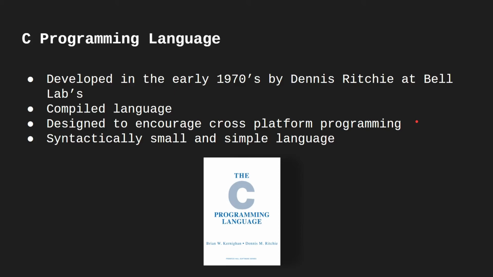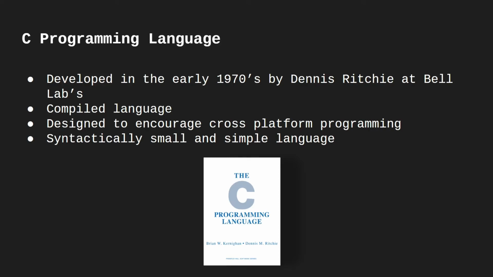So this was just a general overview of some of the concepts that you'll be learning in the C programming language. C programming language is a very lightweight language. It was developed in the 1970s by Dennis Ritchie at Bell Labs. It's a compiled language, and it was designed to encourage cross-platform programming. So being able to move from operating system to operating system, or even better, different microarchitectures, so different processors.